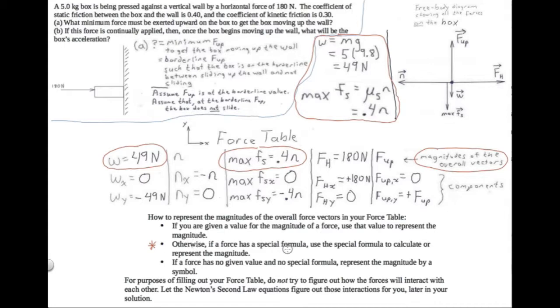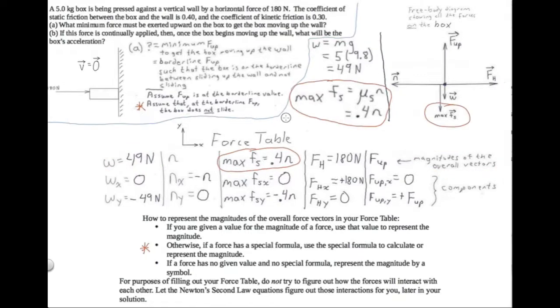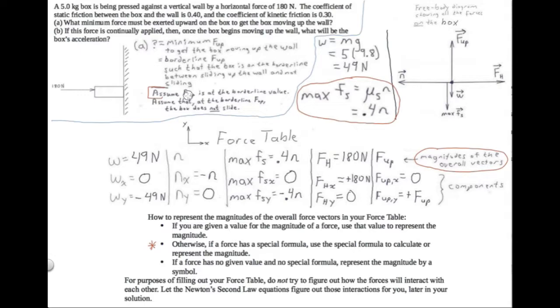We have special formulas for the magnitudes of the weight and the maximum static friction. So we use those special formulas to determine or represent those magnitudes. Remember, we're applying static friction for part A because for part A, we're assuming that the box does not slide at the borderline. Remember that we're assuming that the object is on the borderline of sliding. That's how we know that static friction is at its maximum. And that's the reason that we can use this special formula.